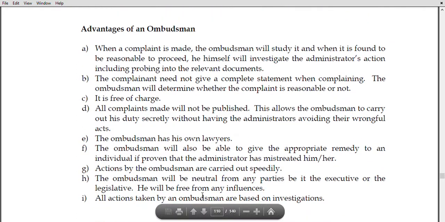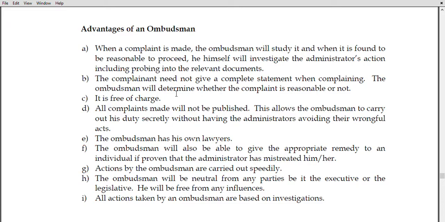Okay, there are a few advantages of an ombudsman here. When they receive a complaint, the ombudsman will study it, and when it is found to be reasonable to proceed, he himself will proceed with the investigation process, including probing into the relevant documents and trying to find the evidence. And then the complainant needs to give a complete statement when complaining.